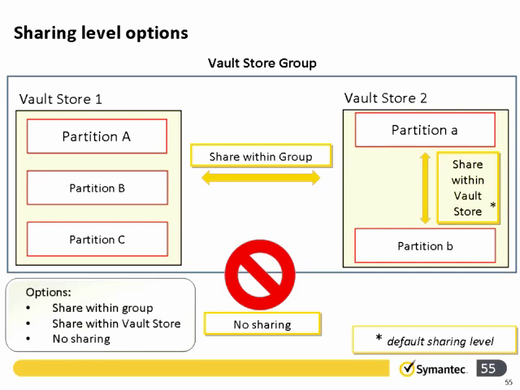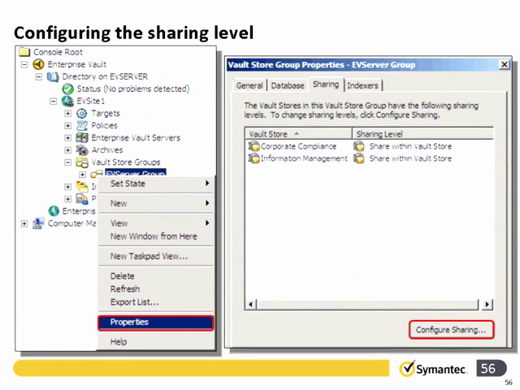So this is showing you an example where I can set it up to have sharing within group for some partitions between Vault Stores. I can have it set up for sharing within Vault Store between some partitions within a Vault Store, and then I can have other partitions configured for no sharing. How do I set this up? Again, we said that our boundary is the Vault Store group. So in the Enterprise Vault Administration Console, we're going to navigate down through the site to the Vault Store groups, and select the particular Vault Store group that we wish to configure the sharing for.